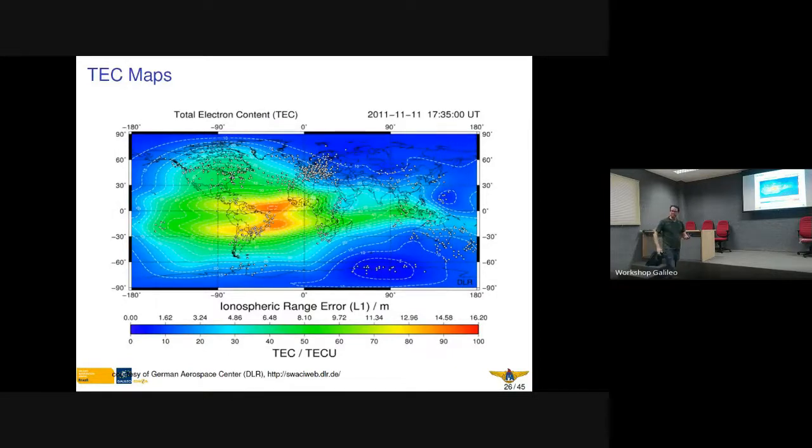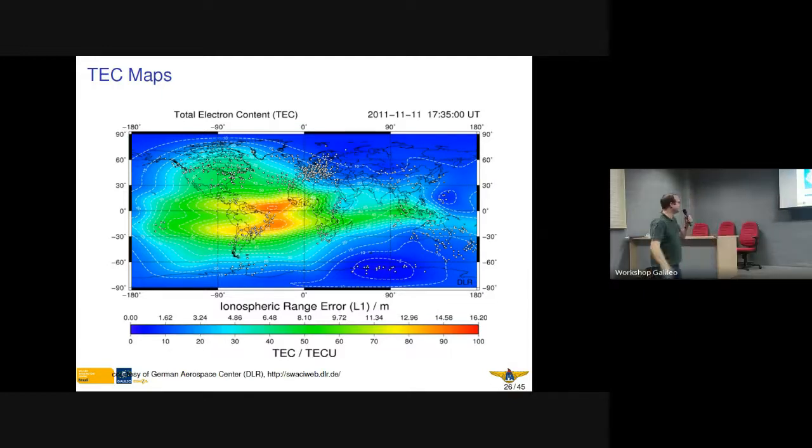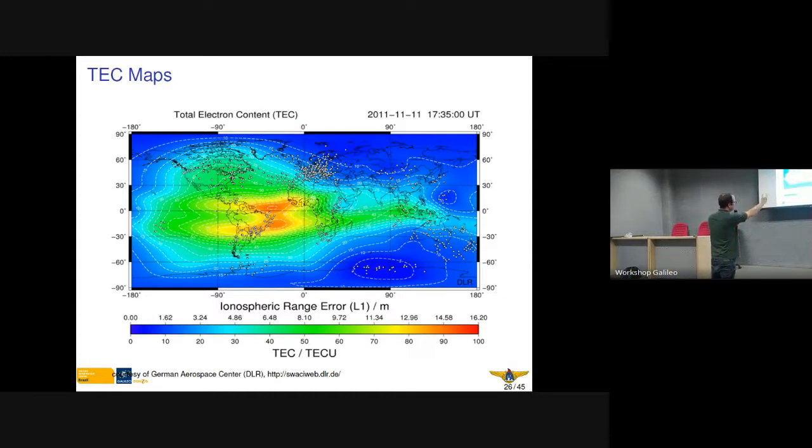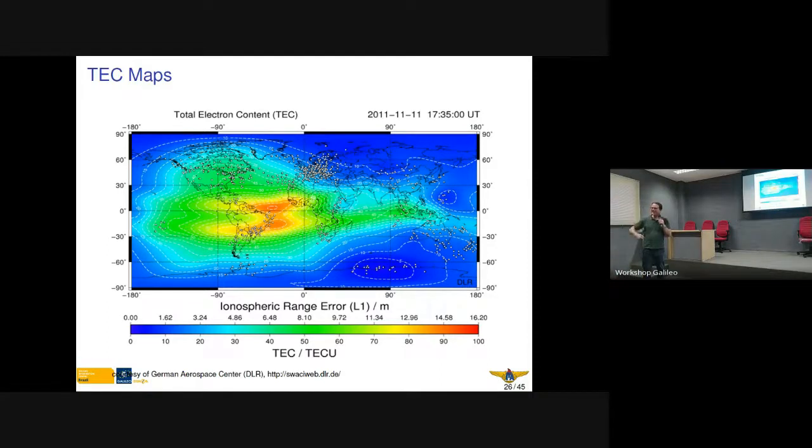Thank you. But it's still large enough also here because we don't leave the orange zone. So this is a difference in range error of 12 to 16 meters. So I think it's still strong enough also right here.